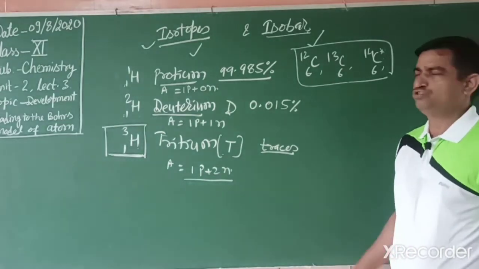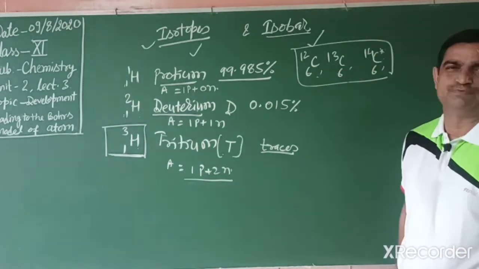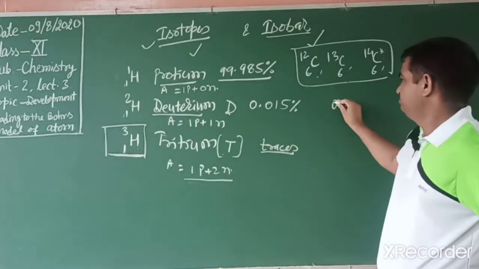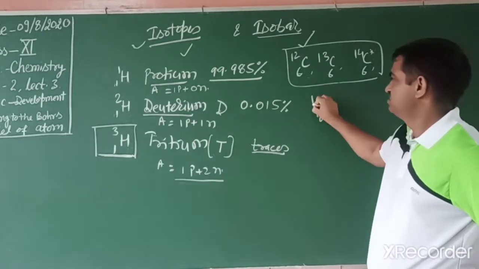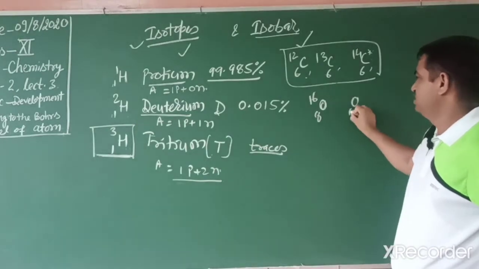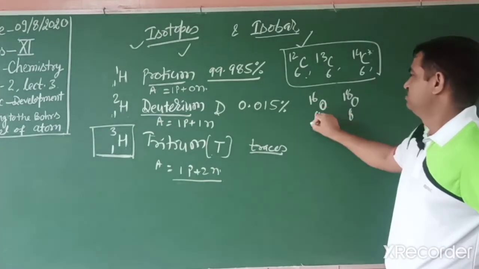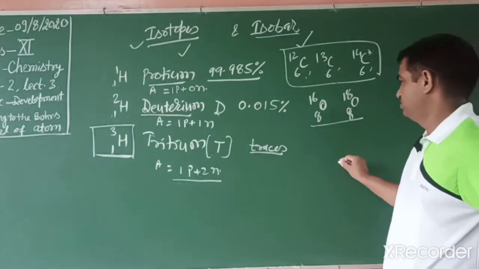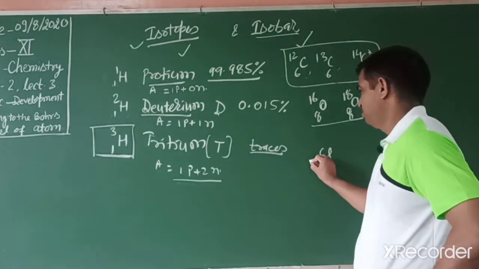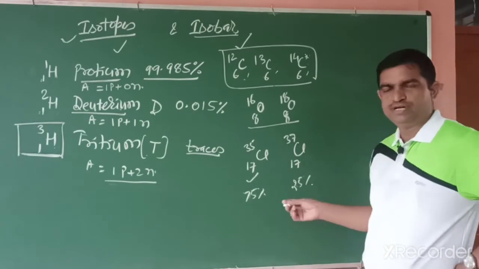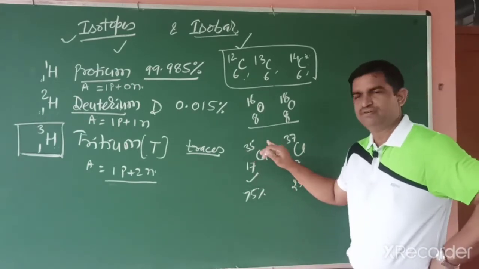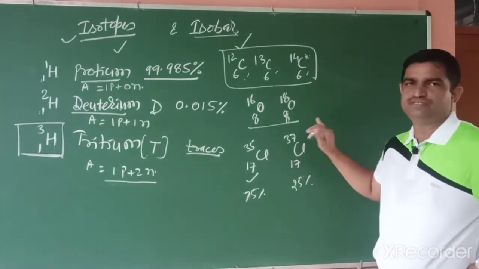So all other isotopes have the same chemical property. Another isotope example, oxygen: oxygen 8-16 and oxygen 8-18. That also has two isotopes. Another one, chlorine. Chlorine has two isotopes: chlorine 17-35 and chlorine 17-37.